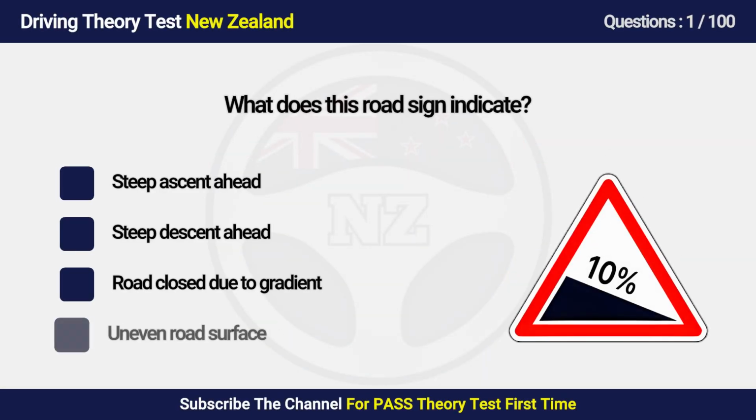Question 1. What does this road sign indicate? A. Steep ascent ahead. B. Steep descent ahead. C. Road closed due to gradient. D. Uneven road surface.